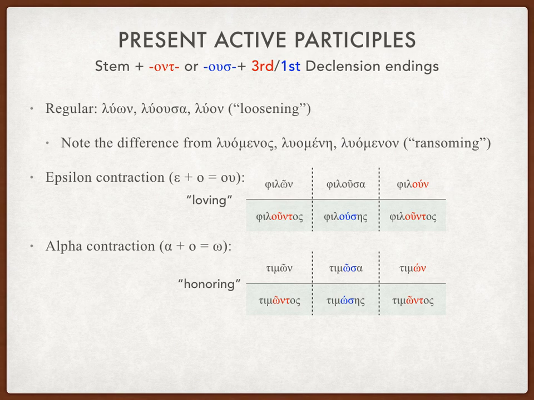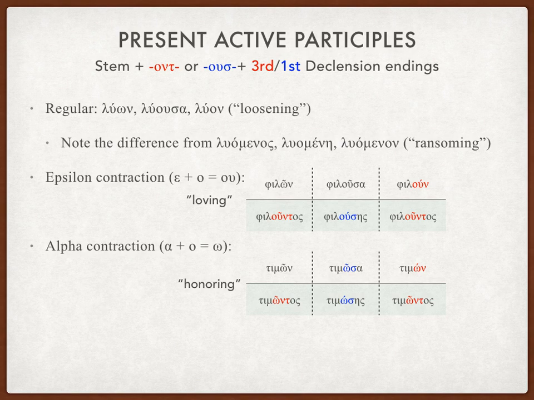Notice there's a circumflex over that form. I'm now in the middle of the slide. And the neuter will be philoon. Why oon? Well, if you remember that epsilon and omicron give you oo, then you're going to see that contraction happen in the neuter. So rather than on, you get oon, philoon, the loving thing, for example.